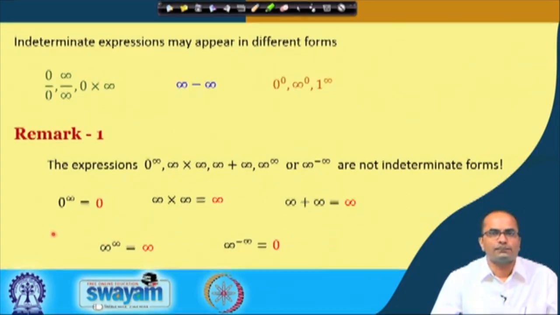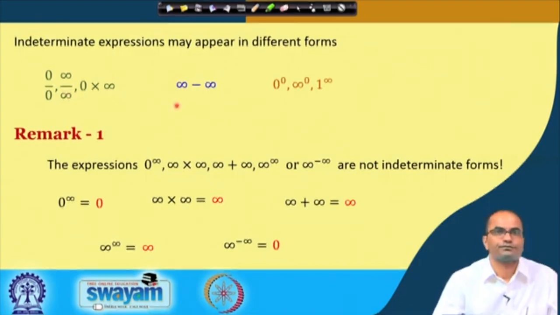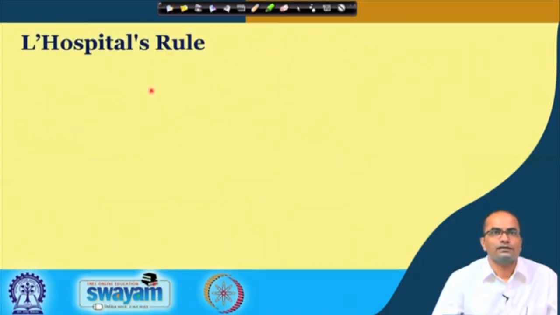So, if we find such expressions during the calculations, we can directly substitute these values, but we have to be more careful for such 0 by 0, infinity by infinity, 0 into infinity cases, because we have to evaluate those values by some rules, and it is not clear what the value of infinity by infinity is, for example. So, there is a concept here, the L'Hopital rule, a very fundamental rule for determining such indeterminate forms.